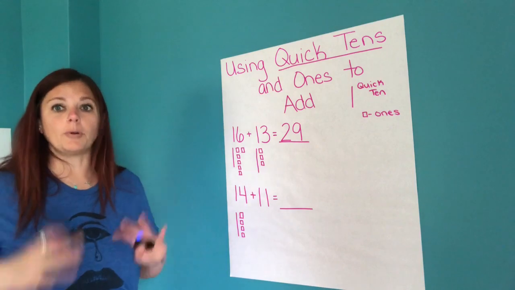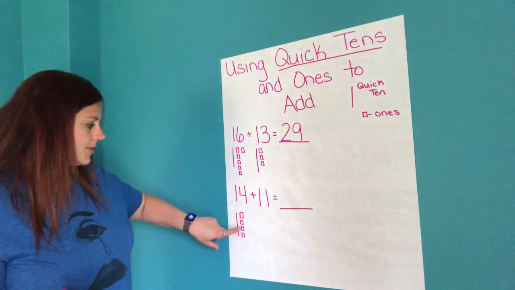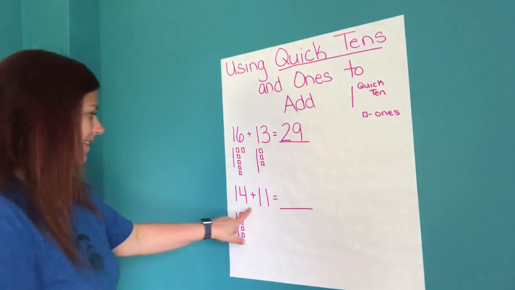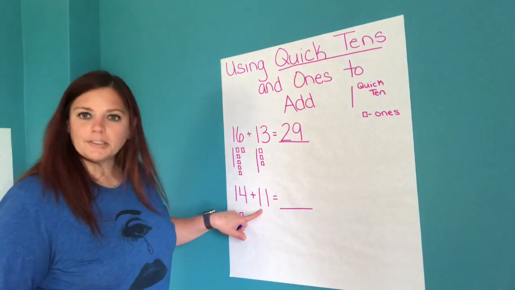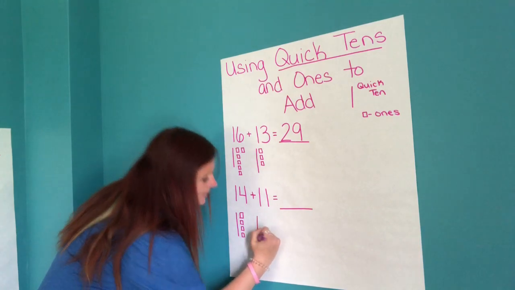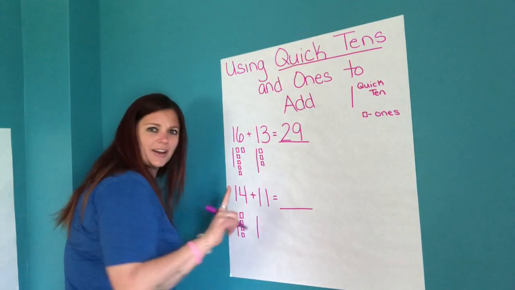So remember, we stop and we always count. 10, 11, 12, 13, 14. 2 thumbs up because you did it right. Now I need to draw 11. What's the first number in our tens? 1. So I draw 1 quick 10. And then how many ones? Just 1.